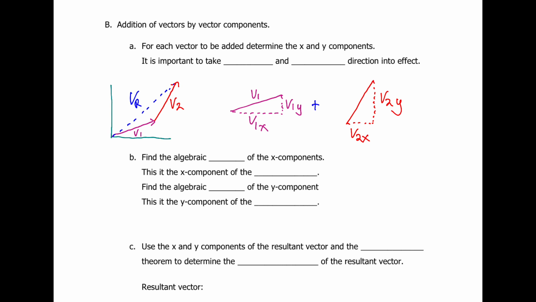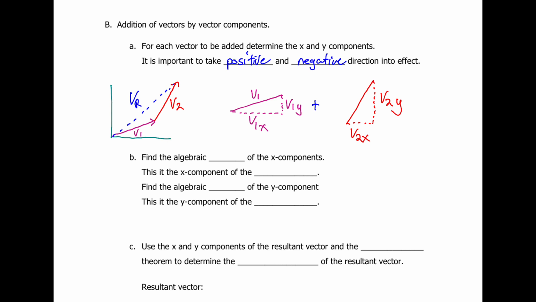So, looking at part B here, I didn't even write the first step. What's the first part? Oh, yes, it's important to take positive and negative direction into effect. In this case, I have chosen an example with all positive numbers. I haven't done any negatives yet. Nice and easy, all positives.